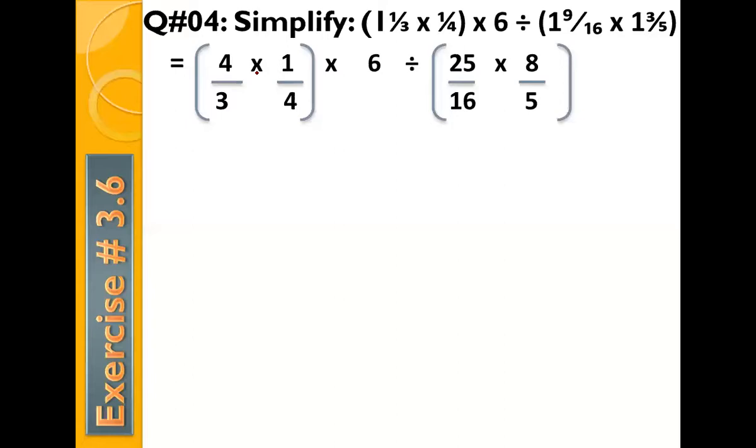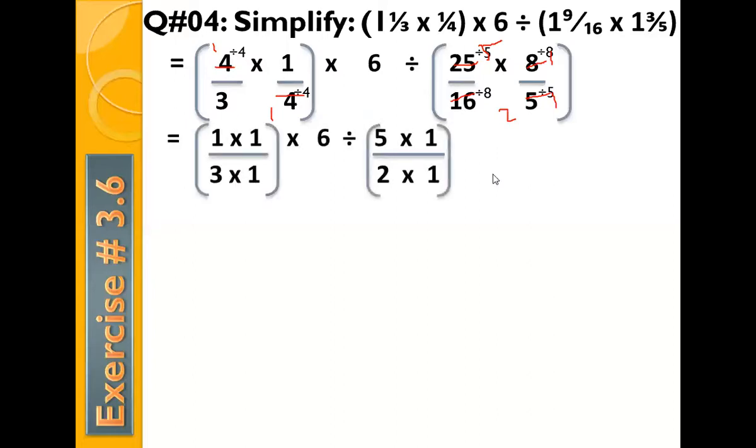Now if you look here very carefully, you have the sign of multiplication, so you will simply reduce it. 4 ones are 4, 4 ones are 4, 5 ones are 5, 5 fives are 25, and 8 ones are 8, 8 twos are 16. So this is how I have done this. I divided this 4 by 4, then I divided this 16 by 8, and then this 5: 5 ones are 5, and 5 fives are 25.